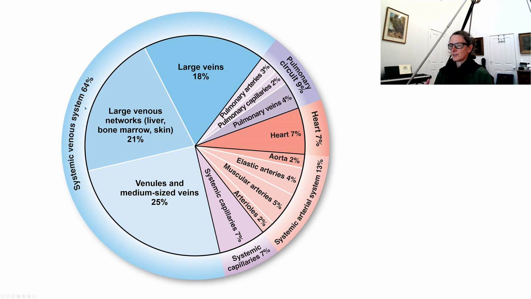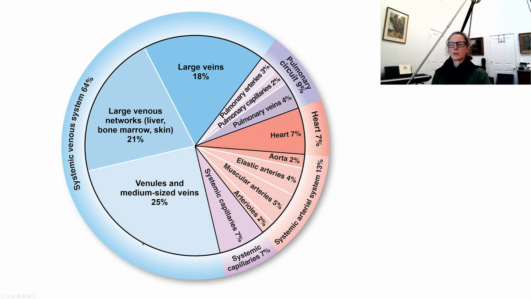And this means in the systemic circulation, we have about 64% of our blood in there at any given time. And then we can see our pulmonary circuit, about how much blood is in the pulmonary circuit at any given time, how much blood is in the heart at any given time, how much blood is in the arteries at any time, and then the systemic capillaries at any given time. So you can see that a large portion of blood is hanging out in the venous system.